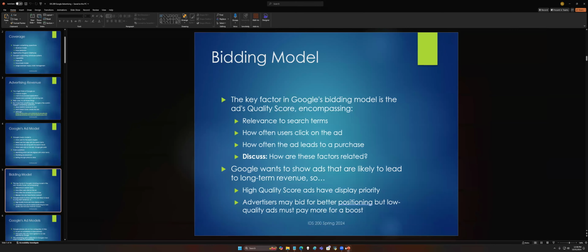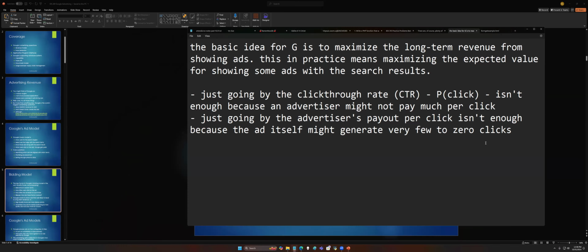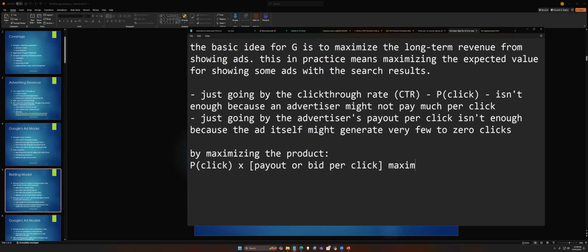So what Google does for this is it tries to figure out the product of these two and maximize that. So by maximizing the product, the probability of a click times the payout or bid per click, it maximizes the expected value. Because that's exactly what expected value is, the probability of the click times the amount you get per click. So you pick the ad that gives that highest value.